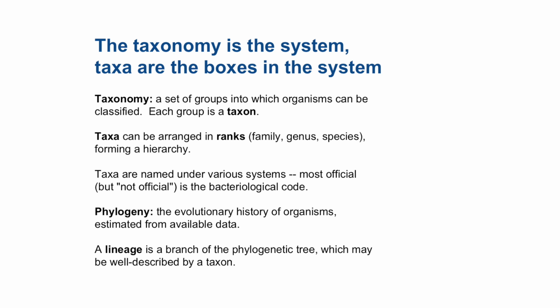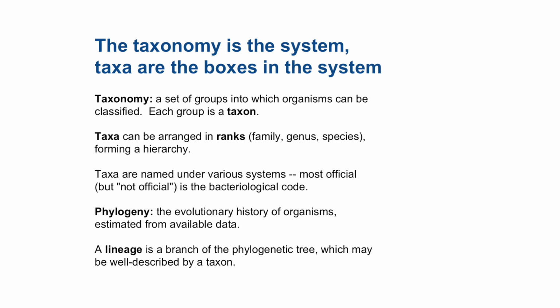Okay, good. I'm just going to get some terms out of the way at the very beginning. The taxonomy is the system of boxes into which you can put individual organisms, and the taxa are the boxes. You can arrange the taxa into ranks. You don't have to, but you can. The ranks are genus and family and species and class and order. So those are the ranks, the taxa, and then the taxonomy is the system.